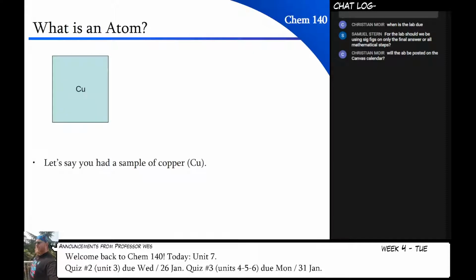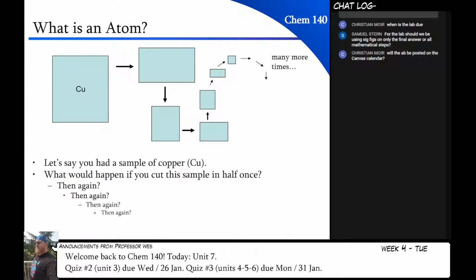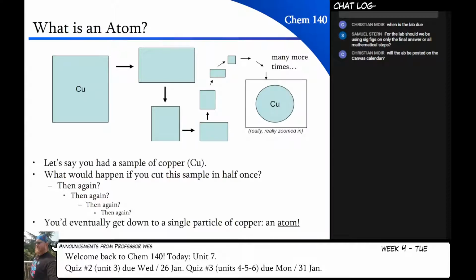Let's suppose that I gave you a sheet of copper. Here it is. And I want you to take that sheet of copper and I want you to split it in half. And then I want you to do that again. And again, and again, and again. Over and over and over. At some point, you will not be able to split the piece of copper in half anymore. It will no longer be copper if you do that. That tiniest piece of copper is what we're going to call an atom.